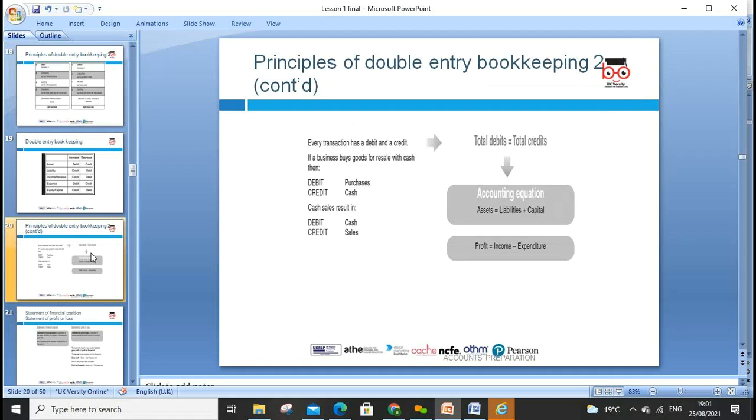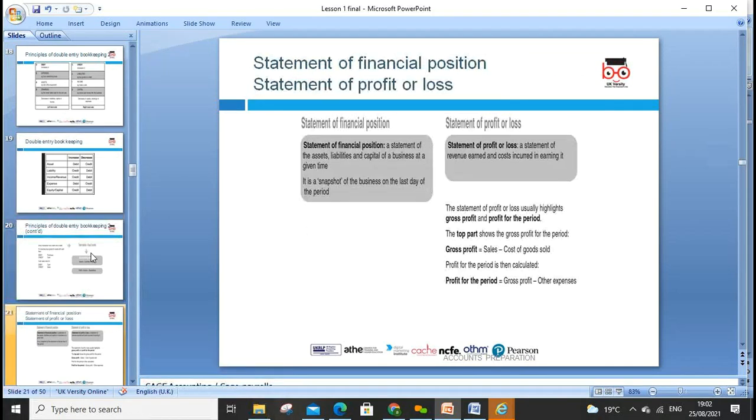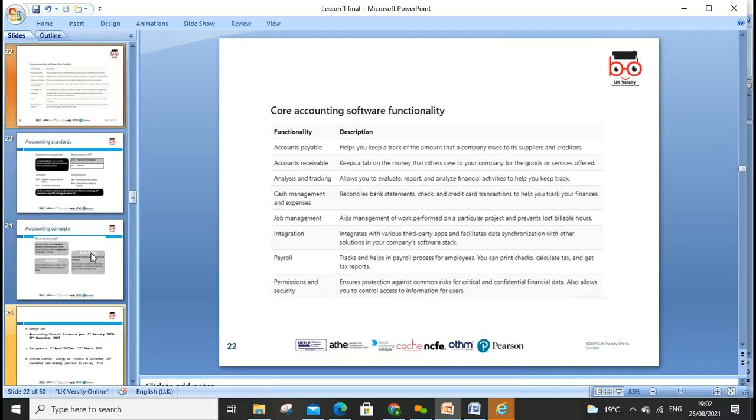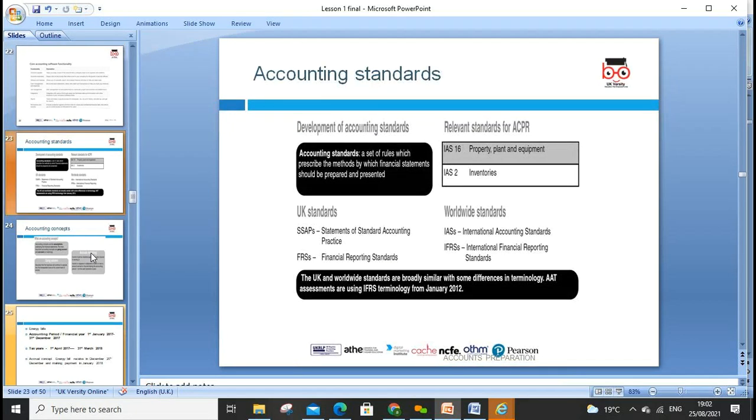Double entry bookkeeping also needs us to keep in mind the accounting equation, where assets equal liabilities plus capital. As I mentioned, we prepare the financial statements: the statement of financial position and the statement of profit and loss. Of course, we have a lot of accounting software nowadays. We do entries in it, but we follow the rules of double entry bookkeeping.